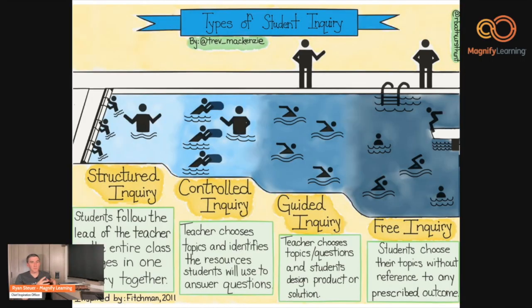Today we're talking about inquiry. What, you have questions? Of course you do. You have questions about inquiry. I love it. Let's run through them real quick so that we kind of know what we're talking about. Let's establish some norms and vocabulary.